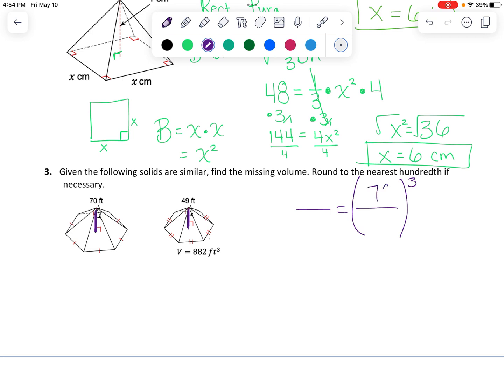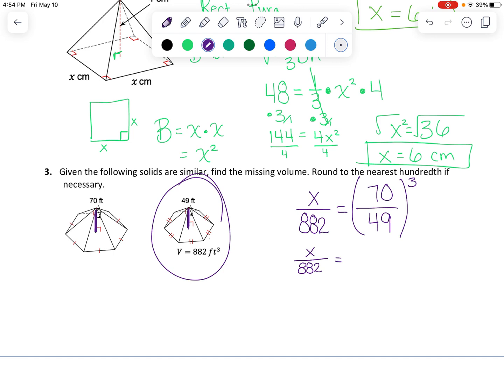I've got the 70 and 49 in each of these. It doesn't matter which one goes on top. Just be consistent with the other side of the fraction. These two come from the same shape, so I put the 882 on the bottom. X goes on top. To cube a fraction, I cube the top and I cube the bottom.